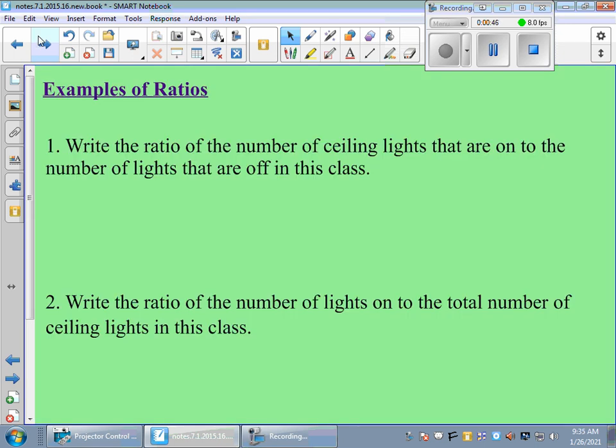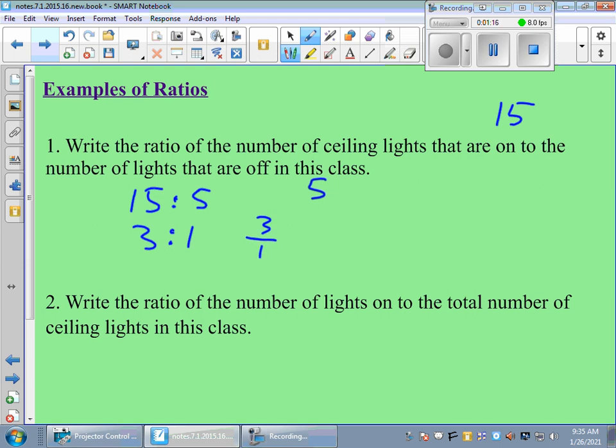I know some of you are in class, and some of you are not in class. So this one says, what is the ratio of the number of ceiling lights that are on, so we have 15, to the number of lights that are off in this class, so that would be 5. So in this example, we have a 15 to 5 ratio. Like I said, reduce that, take a 5 out of both, so that's a 3 to 1. You could write it as a 3/1 fraction.